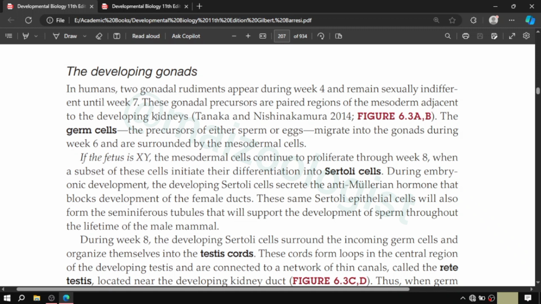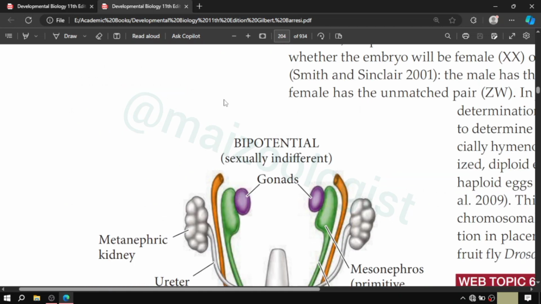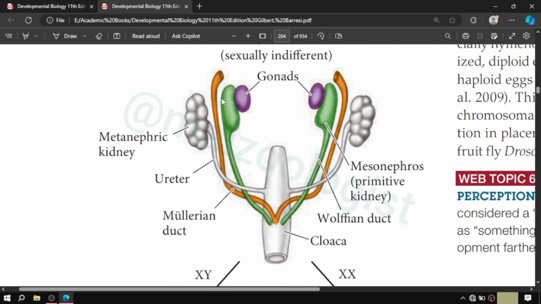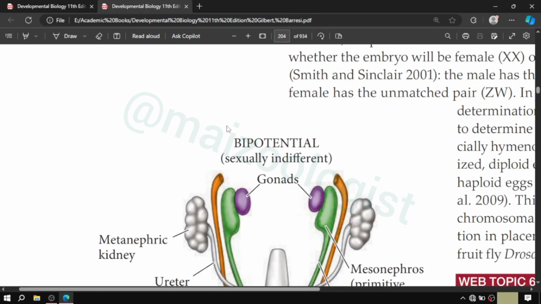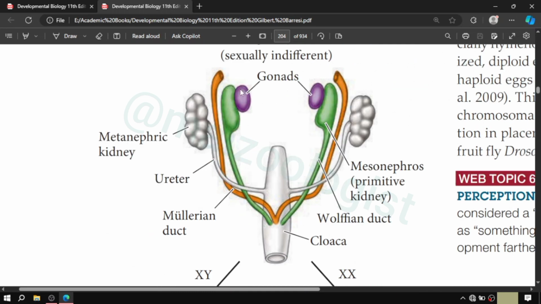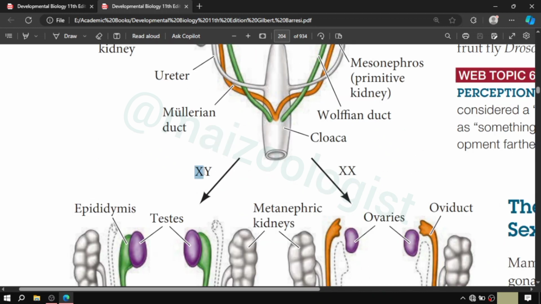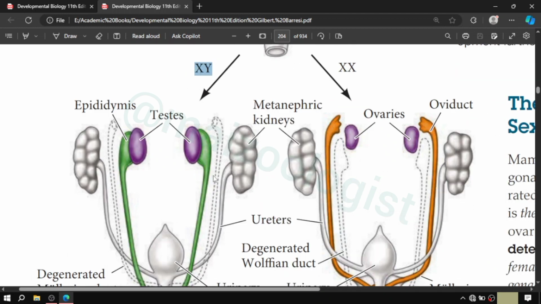Now let's come to the topic. But first, here we have the gonadal rudiment, or a bipotential or sexually indifferent gonad. Now this gonad can end up being either as testes, these couple of gonads, or as ovaries. If the genotype of that embryo is XY, then it is going to get developed into the testes. However, if it is XX, then it is going to get developed into the ovaries.